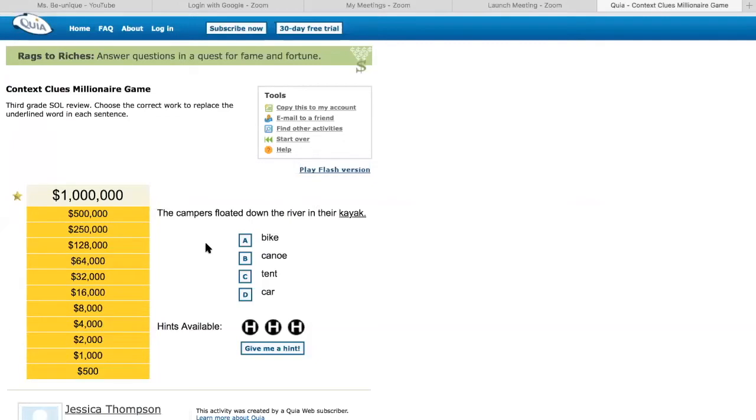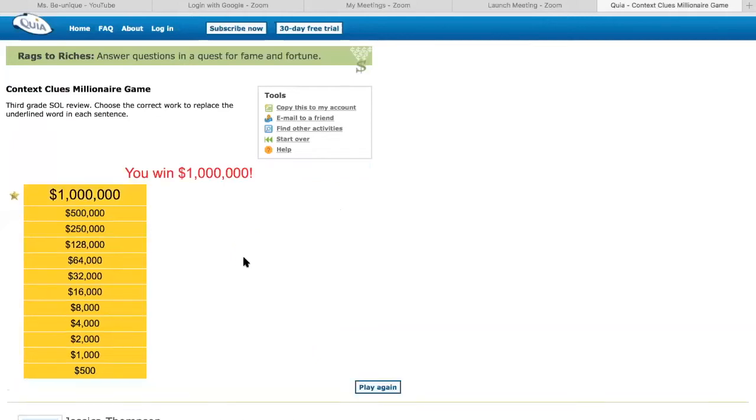All right, this one is for 1 million. This is the word kayak. The campers floated down the river in their kayak. Is kayak A, bike, B, canoe, C, tent, or D, car? Okay, everyone said B. Very good. So you won $1 million. Now those ones are really easy.